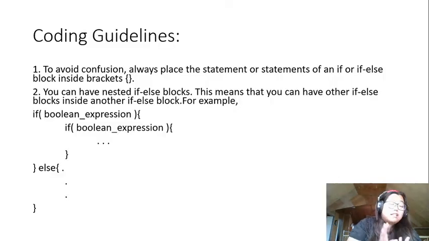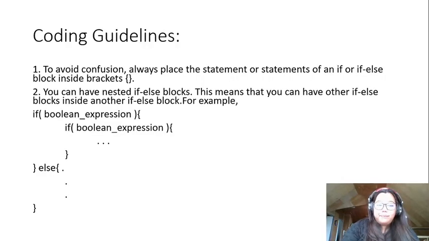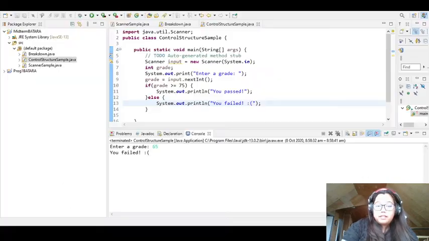So there's a chance that these things are nested. So this means that you can have other if else inside an if else block. So for example, as you can see here, if, and then you have another if here, and then else and stuff. So if we're going to do that, okay, let's try to create a nested block of if. So let's just show here.